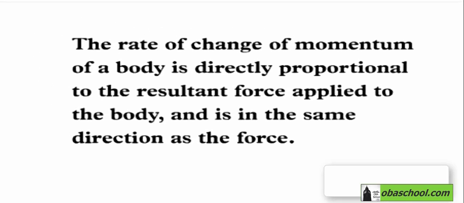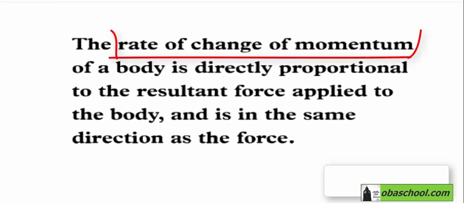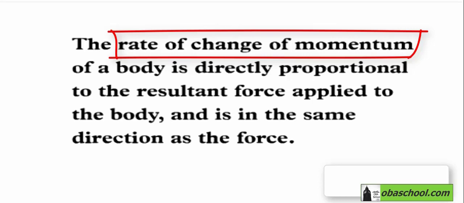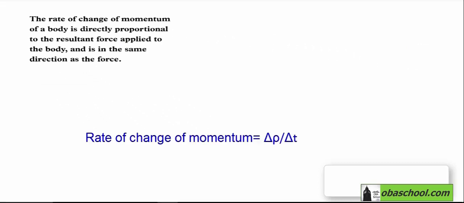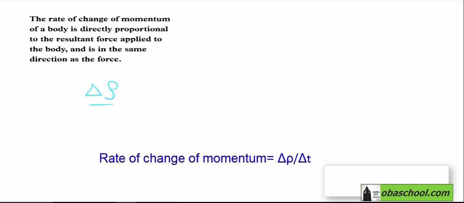Newton's statement says that the rate of change of momentum of a body is directly proportional to the resultant force applied to the body and is in the same direction as the force itself. The rate of change of momentum is delta P over delta T. Delta is a sign that talks about change or difference between an initial position and a new one. So delta P is the change of momentum, since we know that P is the symbol of momentum.